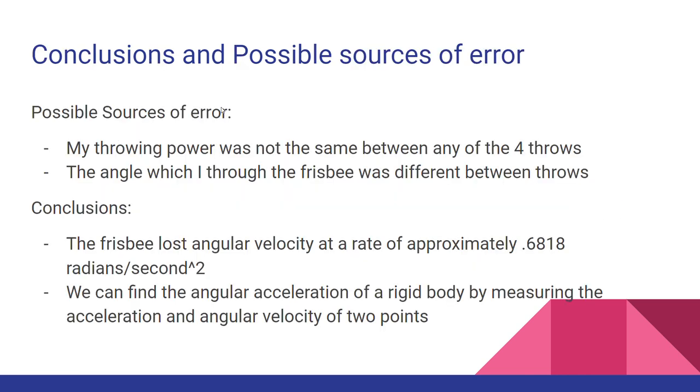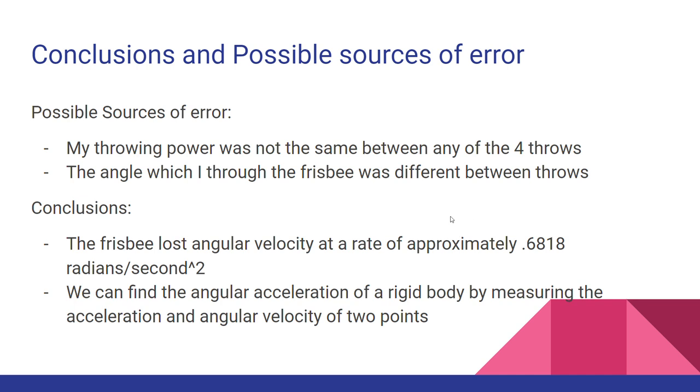So conclusions and possible sources of error. I've said it a couple times now: my throwing power was not the same, and my angle wasn't the same. The Frisbee is also going to wobble different ways in the air. That's what gave us the weird X, Y, and Z accelerations and mainly angular velocities. That might have been a little bit finicky, and that's why some of my variables in MATLAB didn't line up, and why I had to take the second line of that code and really solve it, kind of hard code it there. But nonetheless, we got a pretty good number. I think 0.6818 is a pretty solid estimate, given that it was such a short time. It's not going to decelerate that much.